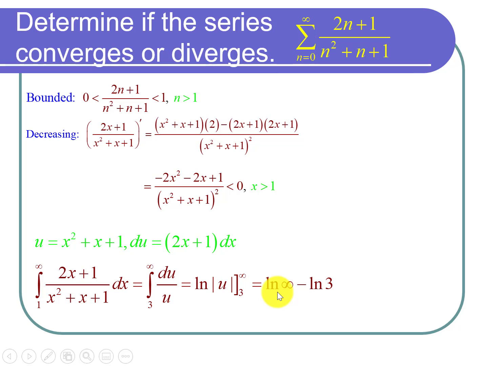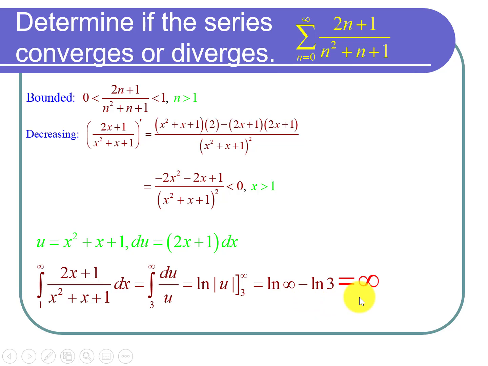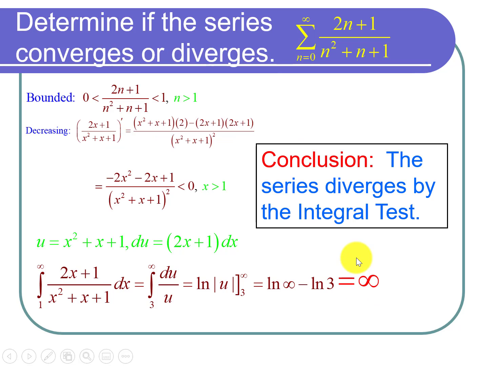But the natural log of infinity is infinity. And the natural log of 3 is just some number. So infinity minus some number is infinity. And that tells us that this integral diverges. We're ready to state our conclusion. And the conclusion is the series diverges by the integral test. And I'm done with the problem.